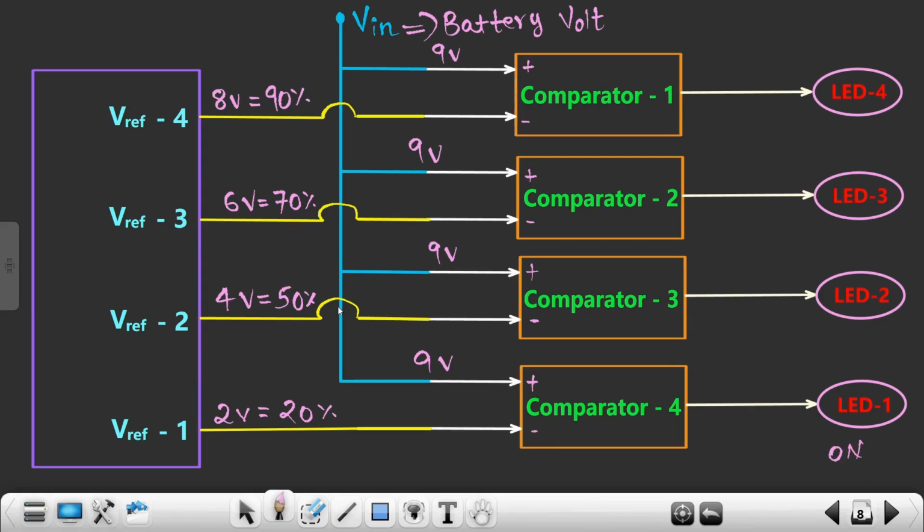Similarly, 9 volts is greater than 4 volts, so this will also be in on condition. Similarly, this 9 volts is greater than 6 volts, so this will be in on condition, and this one as well, 9 volts is greater than 8 volts, so this will be in on condition.